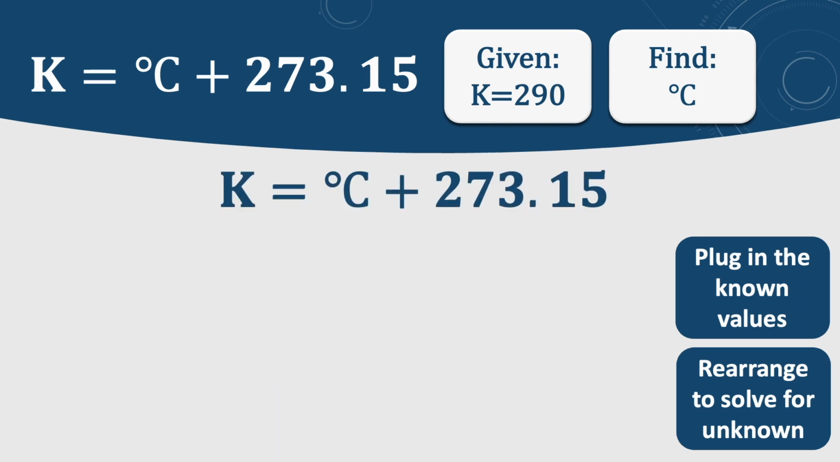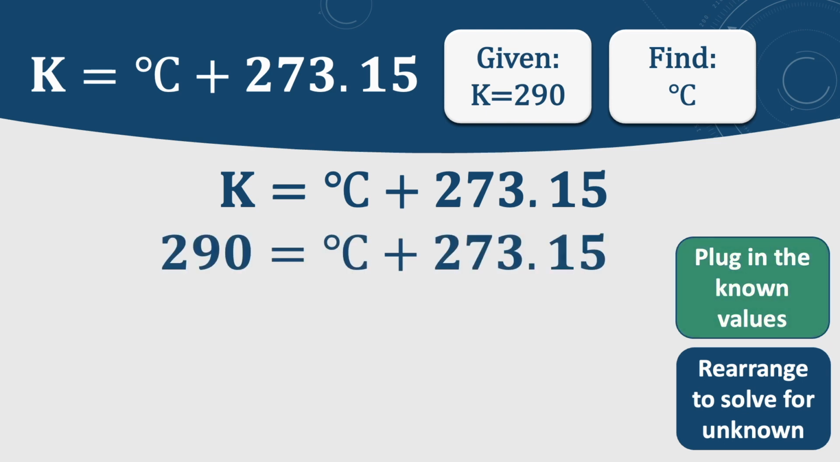First, I'll copy down my equation. Now I'll plug in any values I know. I know K equals 290. Take a minute to make sure you're on track. You want to solve for degrees Celsius, and that's the only variable left in your equation. That's a good sign. Now it's time to rearrange the equation to solve for our unknown, degrees Celsius.